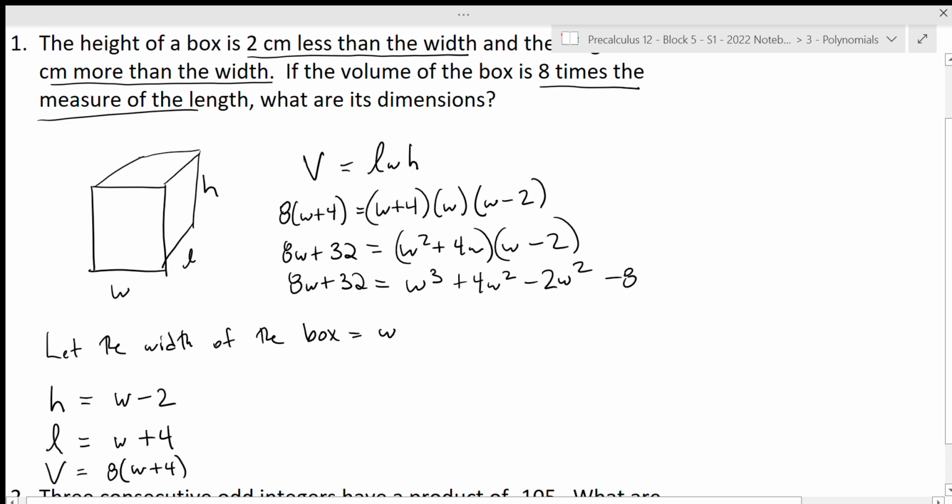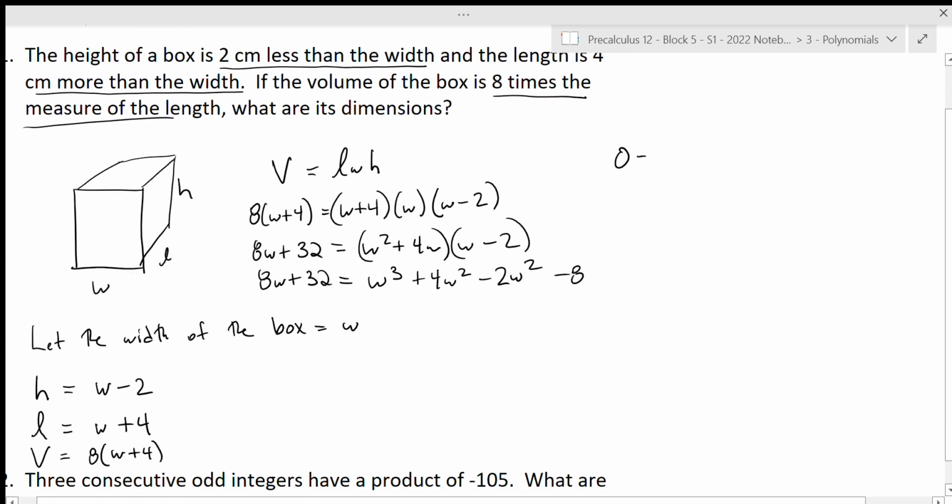So now we're going to try to get everything on the same side. We're going to subtract from both sides. So we have a total of 0 equals W cubed. I'm going to move everything to the right hand side. W squared, I have a total of 2, so plus 2W squared, minus 8W, minus 40, because I'm subtracting 32 from both sides.